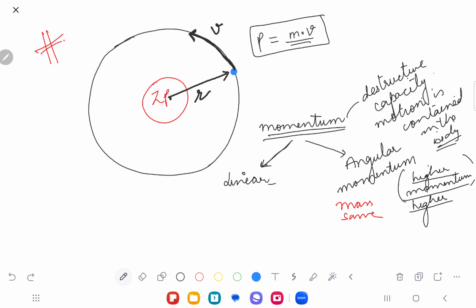So what I'm trying to tell you is this. Understand? So this is one part. Now the formula is mass into velocity. This is linear momentum. That's the formula. So linear momentum we denote with P.